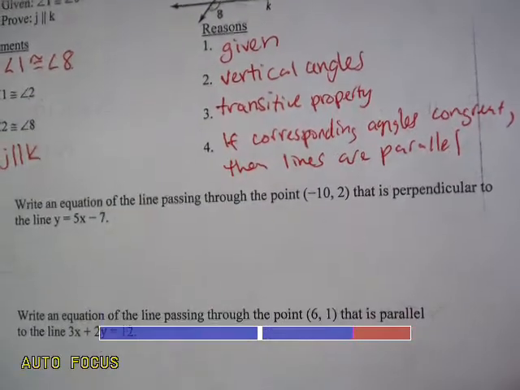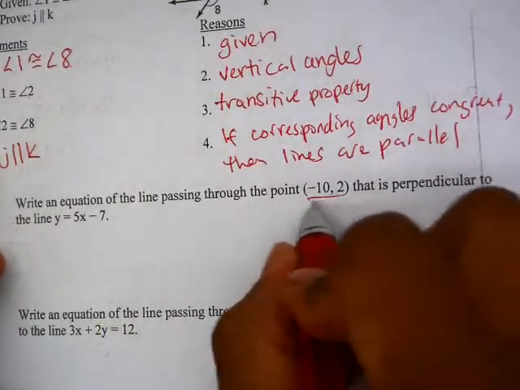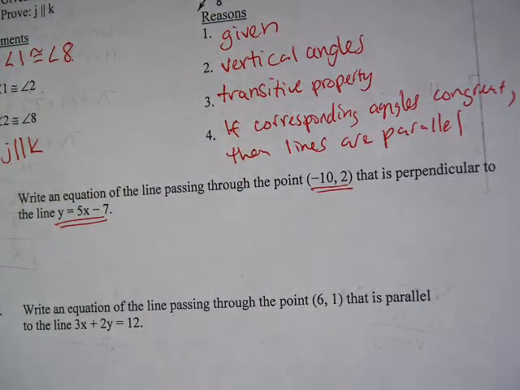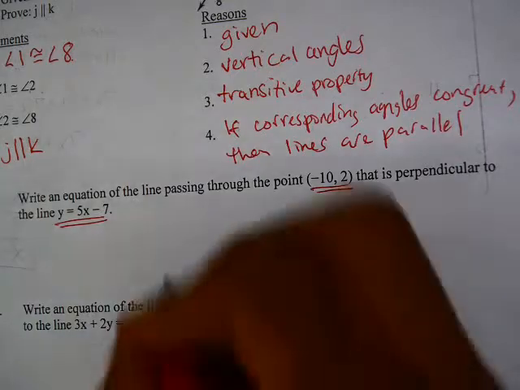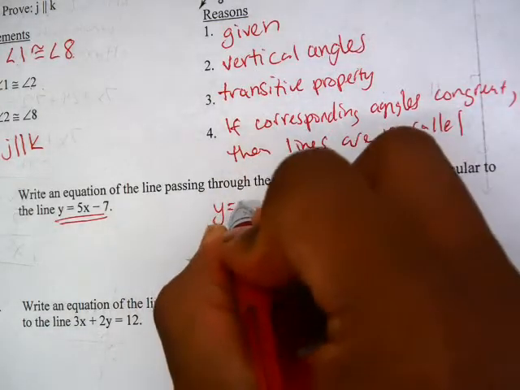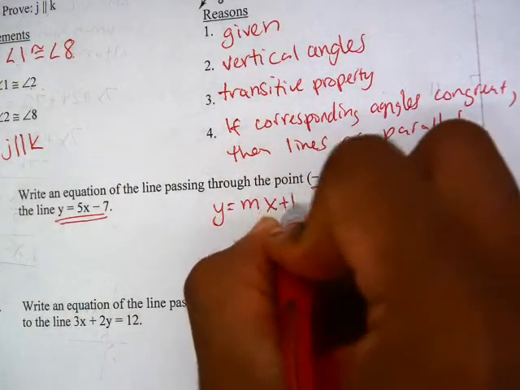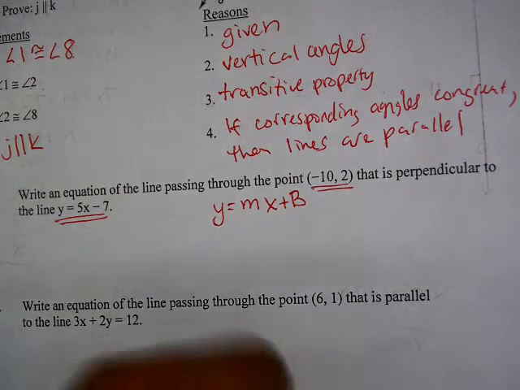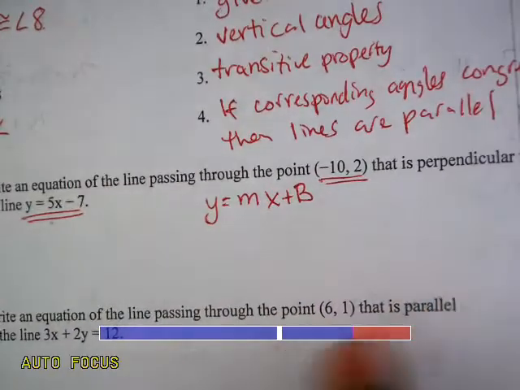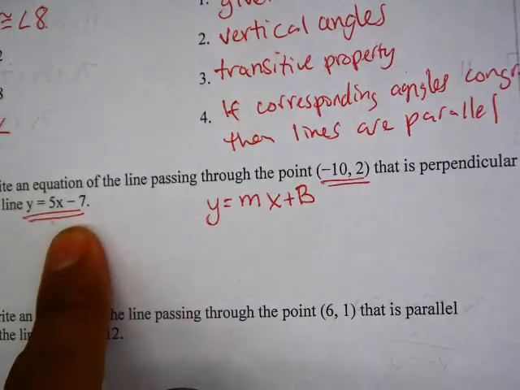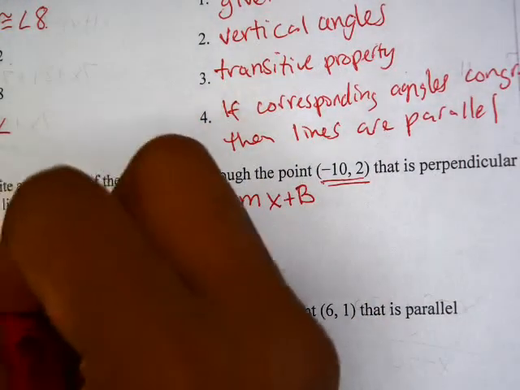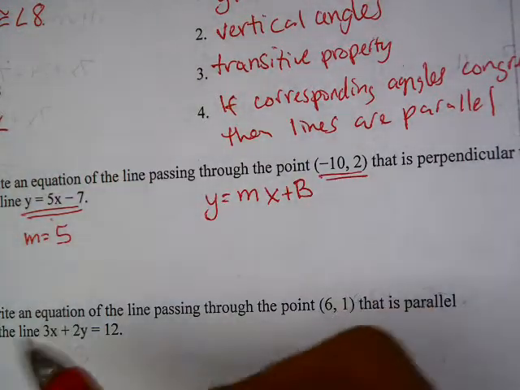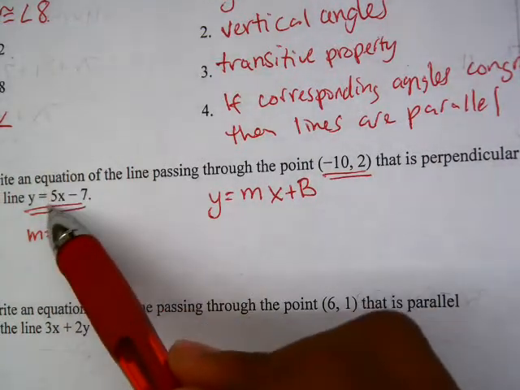In number 9, I have to write an equation of a line that goes through this point and is perpendicular to this line. So in the end, I want an equation of a line that looks like y equals mx plus b. That's how we normally write our equations of lines. I want it to be perpendicular to this line, so what I need to do is steal the slope off of this line, find that slope. The slope here is 5, because it's in slope-intercept form. Here's the slope.